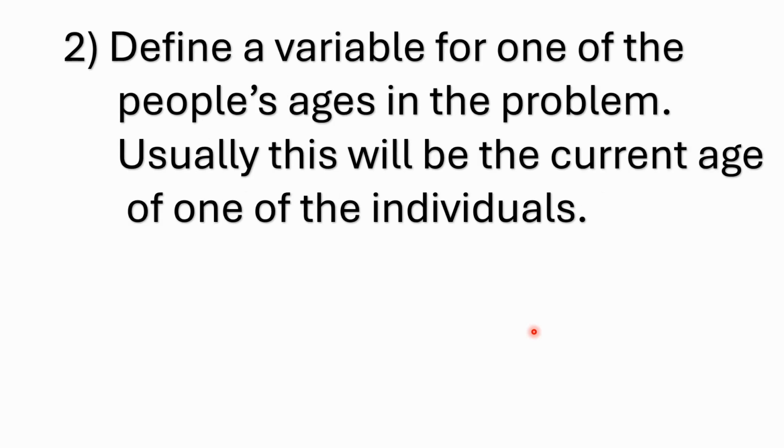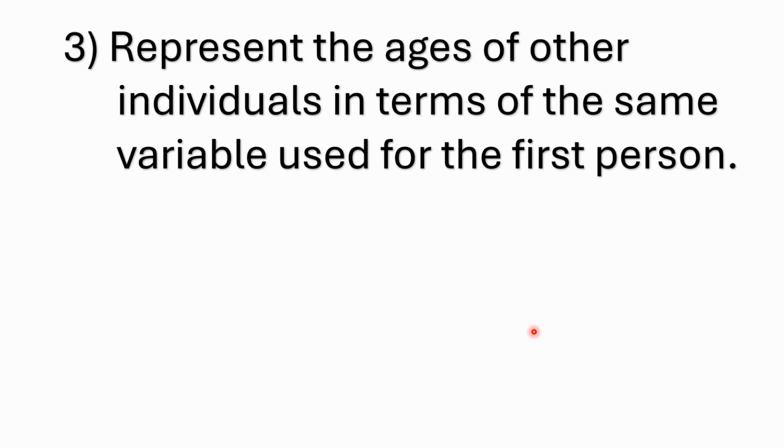The second thing you really want to do is define a variable for the age of one of the people involved in the problem. Usually it'll be the current age of one of the individuals. Typically there's two people being compared. So you want to create a variable, and it could be any letter: A, B, C, D, X, Y, typical letter variables. Just define a variable for one of the ages. And then you want to represent the ages of the other individuals in terms of that same variable that you used for the first person.